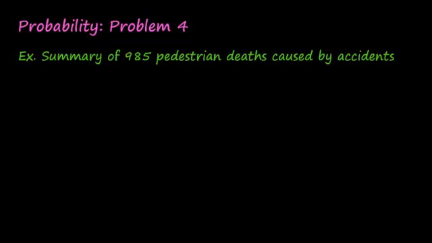In this problem, we'll use the multiplication rule with data provided in a contingency table. So we have a summary of 985 pedestrian deaths that were caused by accidents. So let's get our data organized in a contingency table.